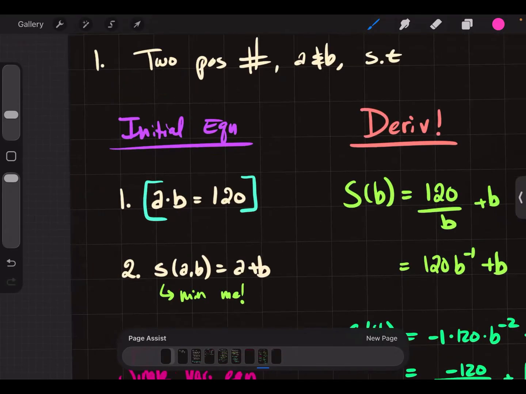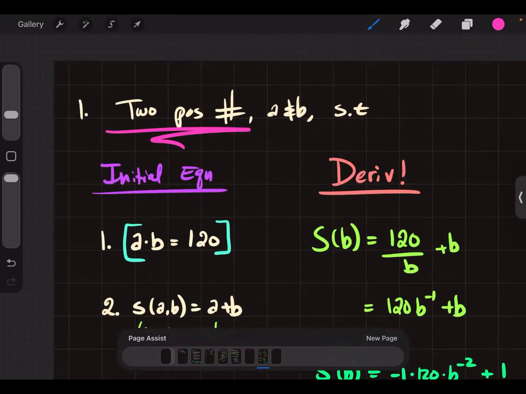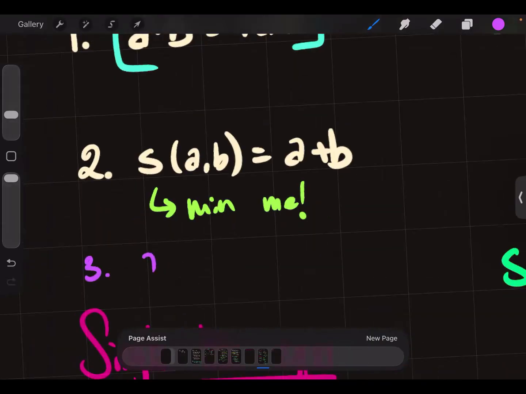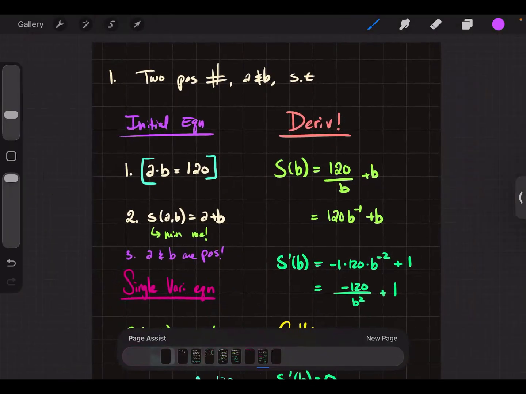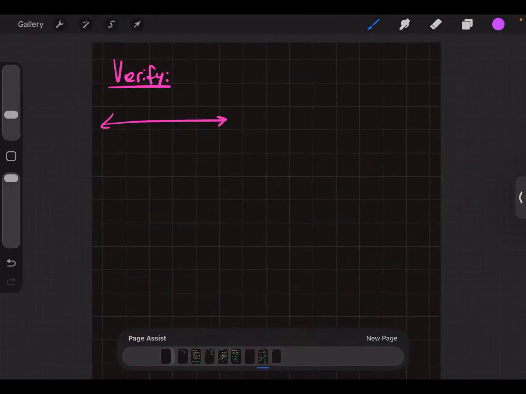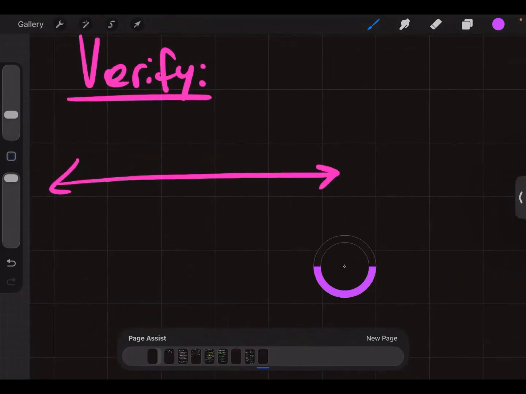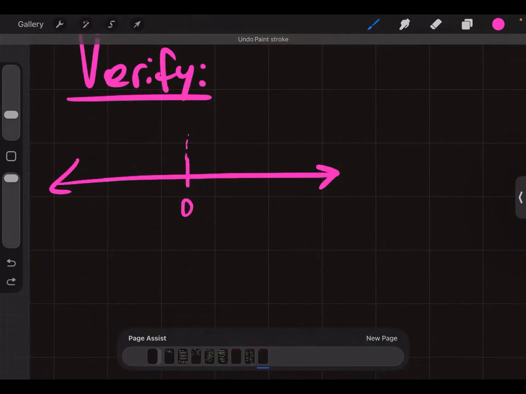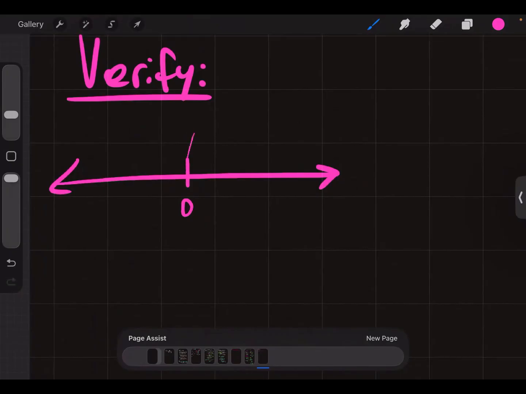Okay. Now, remember, you want two positive numbers. If it helps, you can always write that down here. A and B are positive, right? Any constraints, I'd write it in that little bubble. So you know that in your verification step, you're kind of blocked out at 0, right? And that's going to be an open circle. That is to say, you cannot use 0. You have to use everything to the right of it.